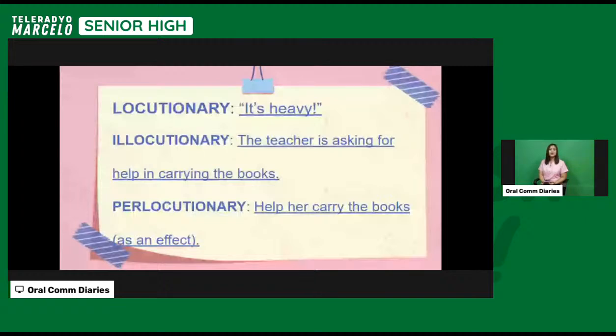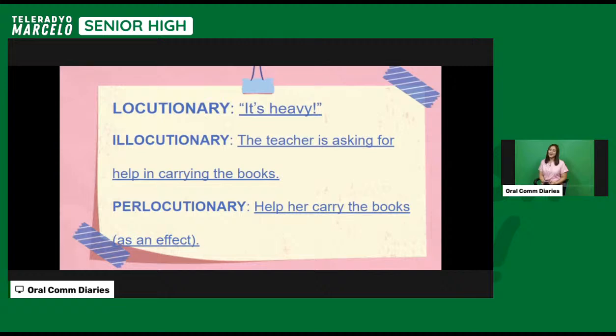So in short, the locutionary speech act: "It's heavy." The illocutionary speech act: the teacher is asking for help in carrying the books. And the perlocutionary is for you to help her carry those books as an effect.